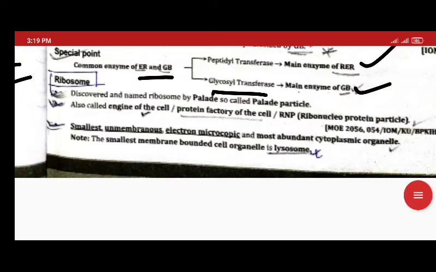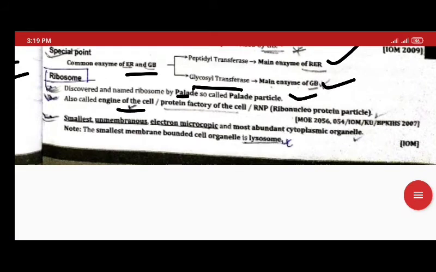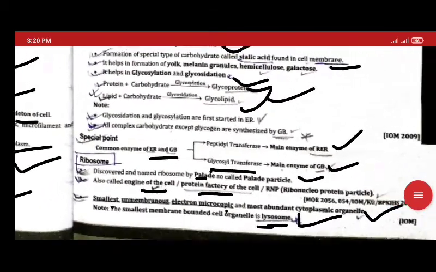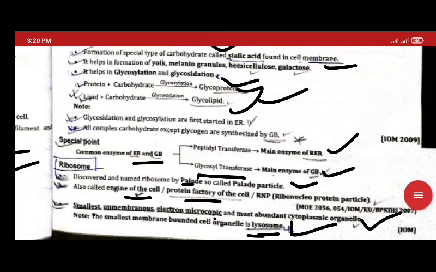Now ribosomes were discovered by Palade, so they are called Palade particles, and the ribosome is called the engine of the cell or protein factory of the cell. The ribosome is the smallest cell organelle, found in the cytoplasm, and is a non-membranous living component of the cell.